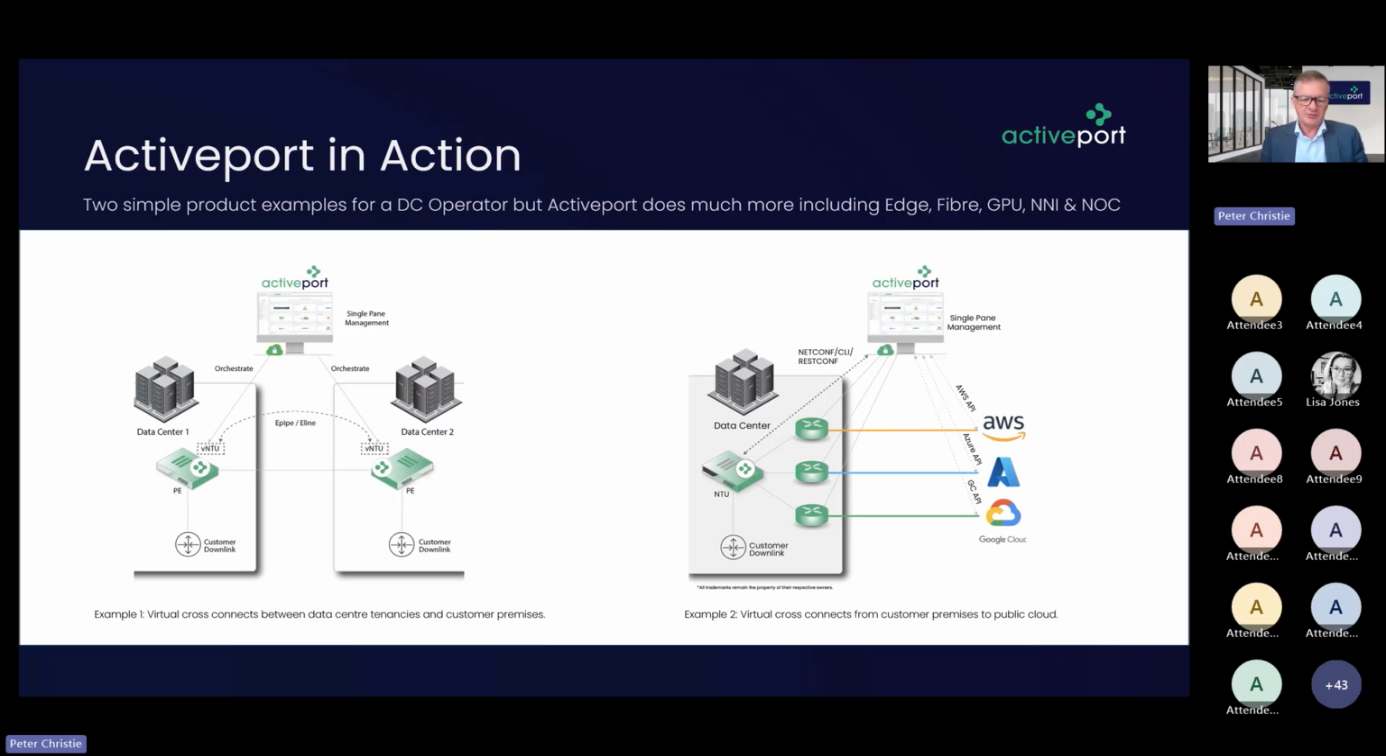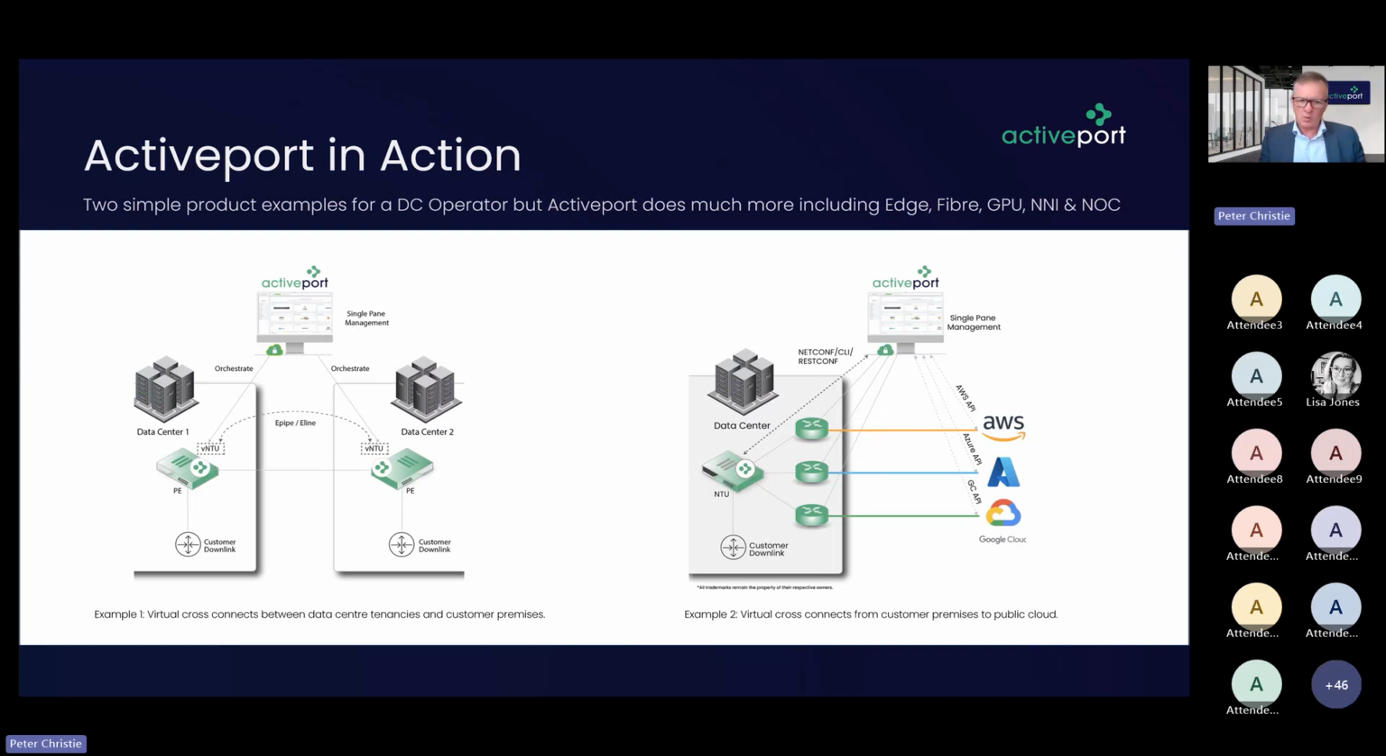In fact, this is the data center operator in Europe. It's probably the largest data center operator in Europe, the 5th largest in the world. And we're working on a project to set up an orchestration service for their network. In the example on the left, you have a data center in one location, a data center in another location, and Activeport software at the top. Activeport software will automate the configuration of connectivity across the network between the two data centers.